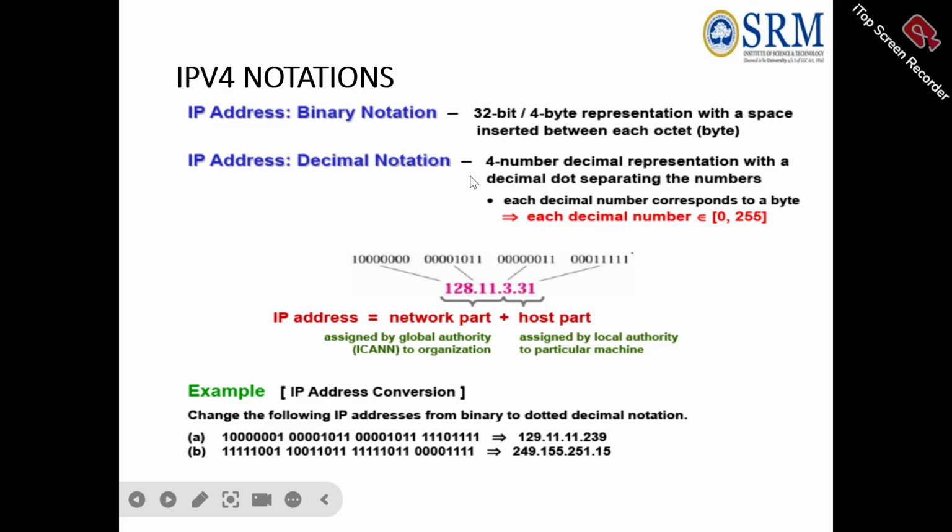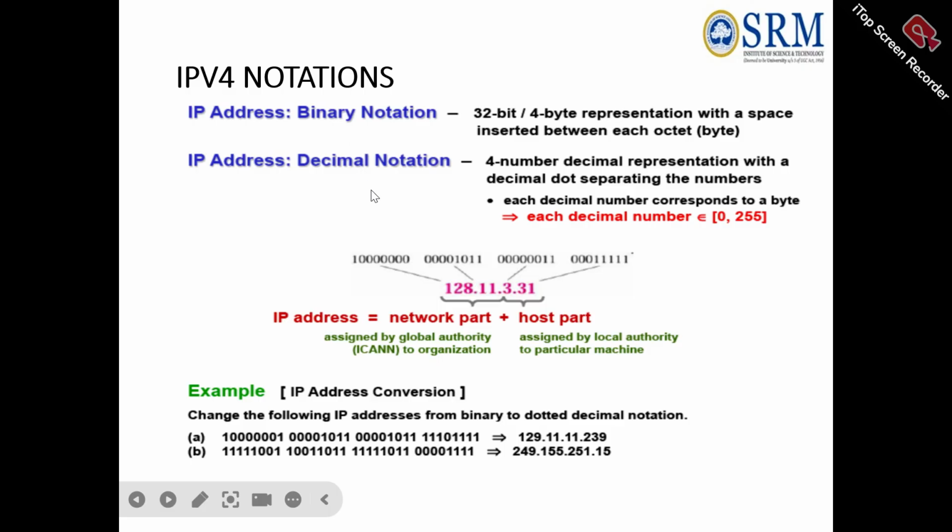Decimal notation means a 4-number decimal representation with a decimal dot separating the numbers. For the first octet, we get one decimal number. After that we can put one dot. Similarly for the second octet, that is one decimal number. After that we can put one dot. In this way we can write the decimal notation. So this is the difference between binary notation and decimal notation.